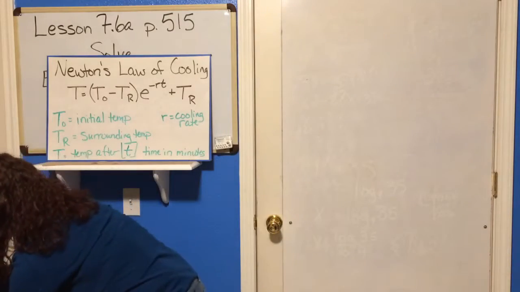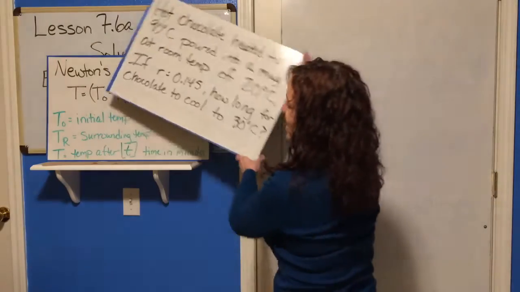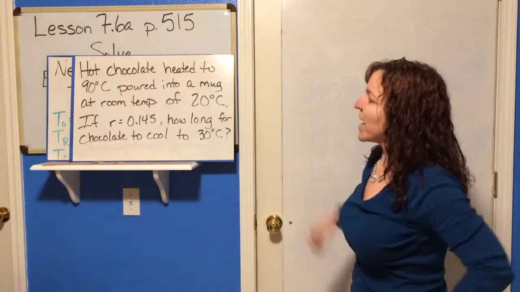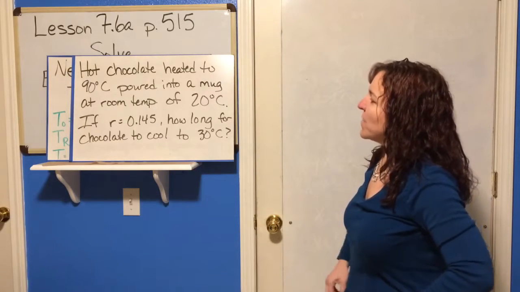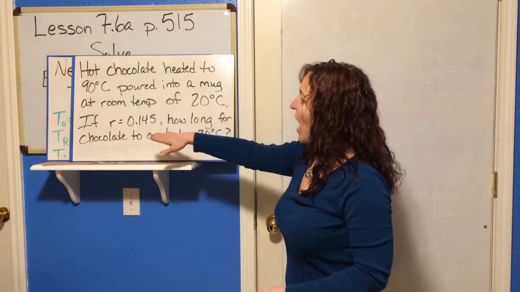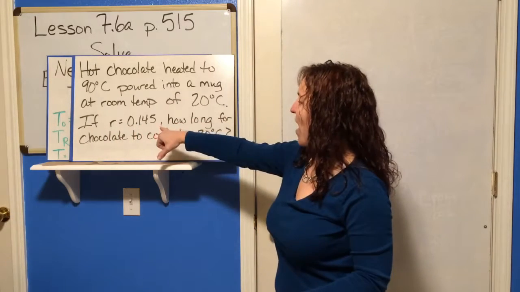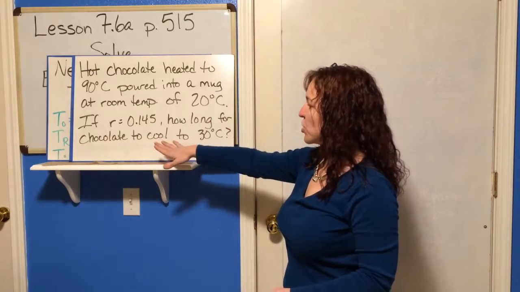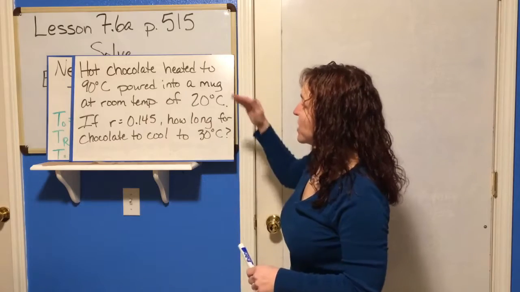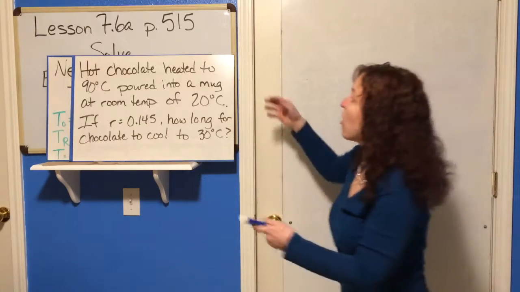So having all of that, let's read the problem and then I'll move it so that we can see the equation. So we've got some hot chocolate that we've heated to 90 degrees centigrade, and then we poured that into a mug that is at room temperature of 20 degrees centigrade. If the rate of cooling is 0.145, how long will it take for the hot chocolate to cool to 30 degrees Celsius? So let's use these numbers, and once we have the pieces, we're just going to plug them in and then solve.